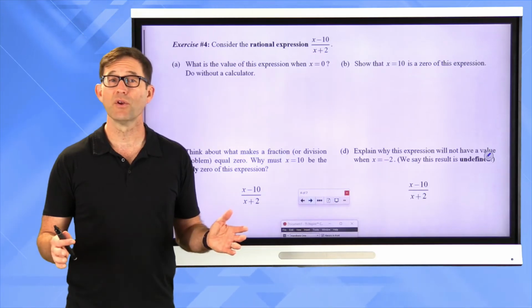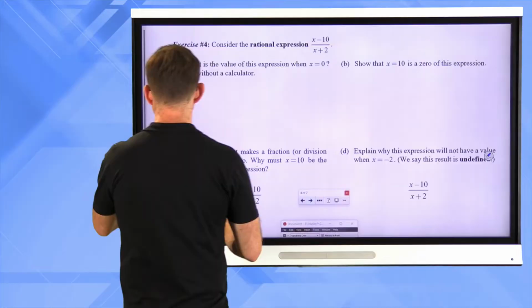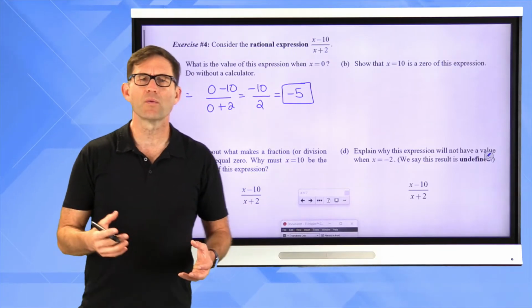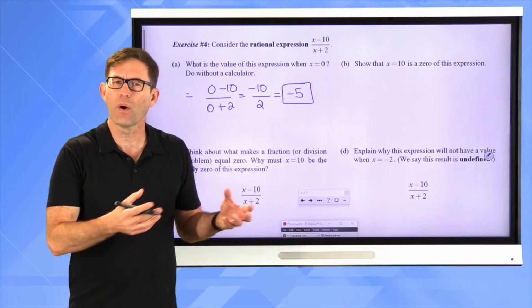All right, just a little numerical work here. We're going to substitute this in. We're going to have 0 minus 10 divided by 0 plus 2, which is going to be negative 10, right? 0 minus 10, and 0 plus 2 is going to be 2. Negative 10 divided by positive 2 will be negative 5. All right, so just a little bit of work to get a sense for what we've got going on here.